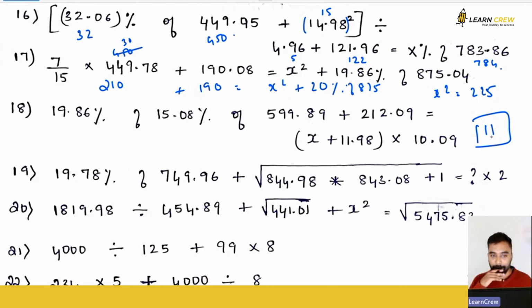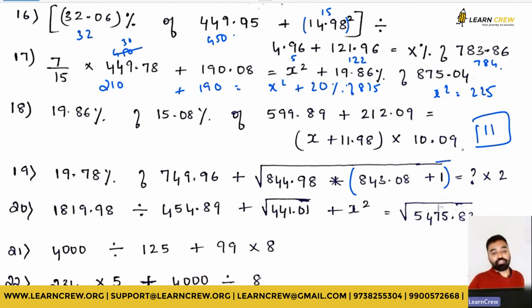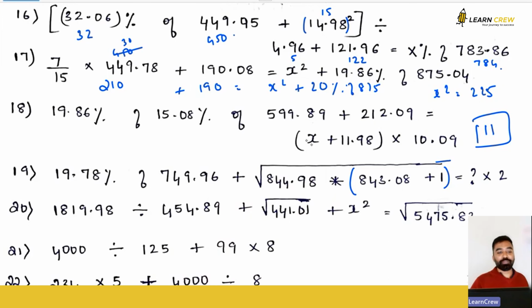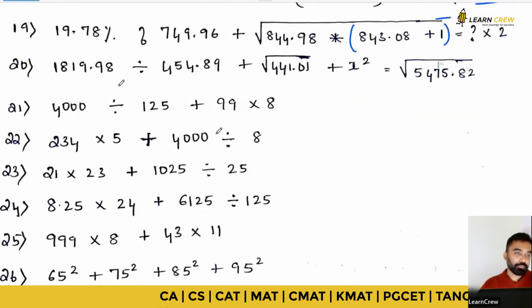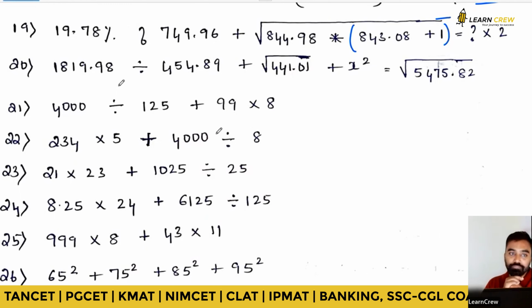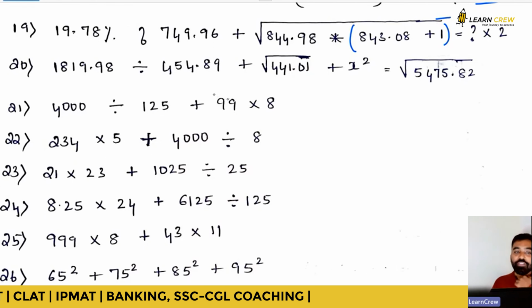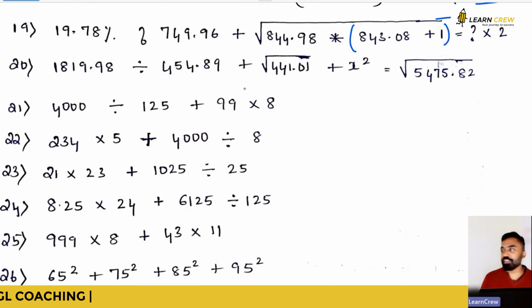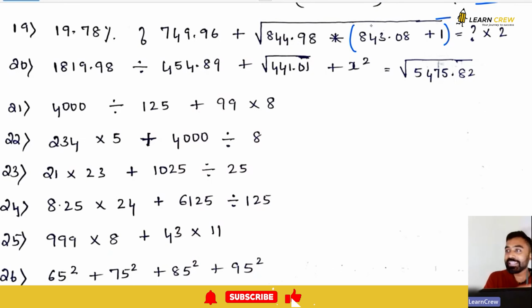Plus square root of 845 into 843.08 plus 1. For this, you just keep it this way. How will you solve this one? 845 into 845 whole root means you'll take 845 only. Yeah, it is 845 into 844. So you take the smaller one, 844. It can be close to 844 the whole square. One thing here and there it can go. If it comes in point also, again you're going to round it off. So take it as 844 the whole square and take 844 out.